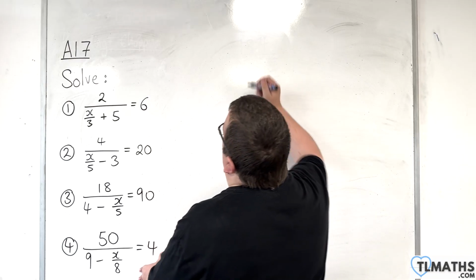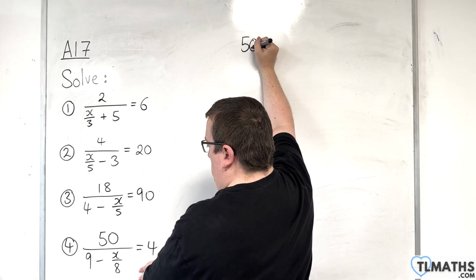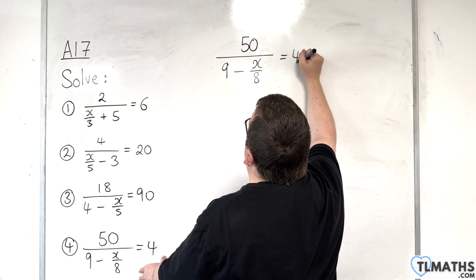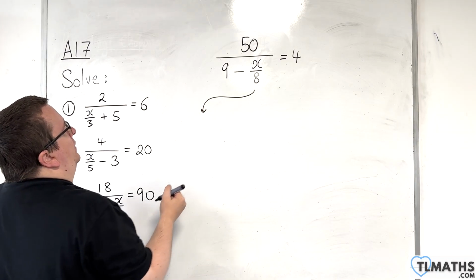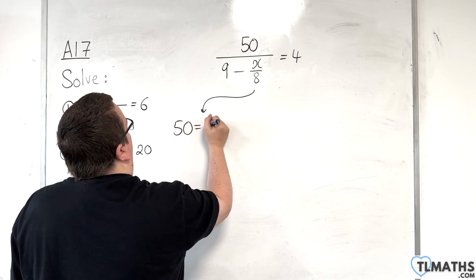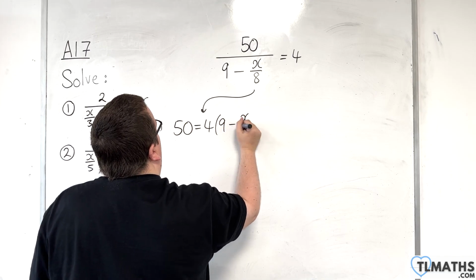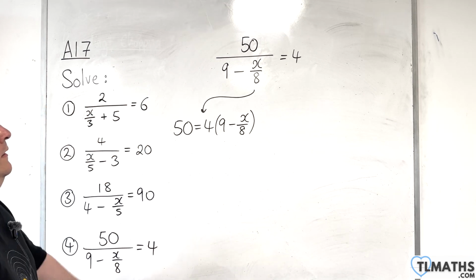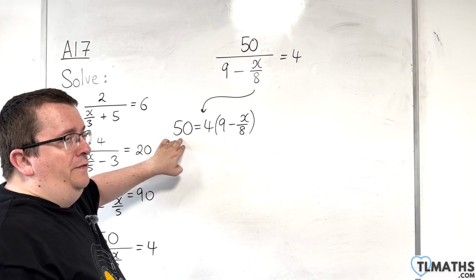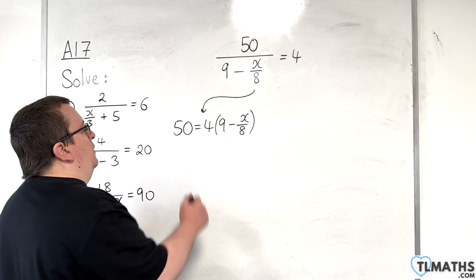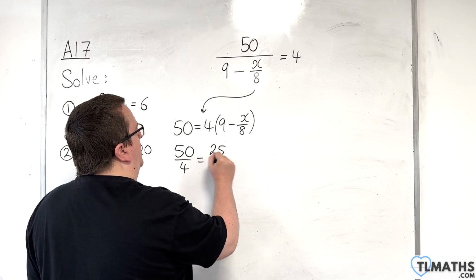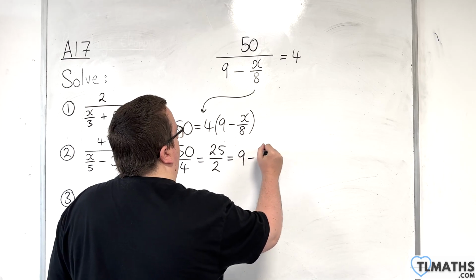So, number 4, last one, we have 50 over 9 take away x over 8 is equal to 4. Okay, so using the first method, we're going to multiply both sides by that denominator. So 50 equals 4 lots of 9 take away x over 8. So we're going to have to divide both sides by 4. Now, 50 divided by 4, so 50 over 4, both top and bottom are even, so that's 25 halves, is equal to 9 take away x over 8.